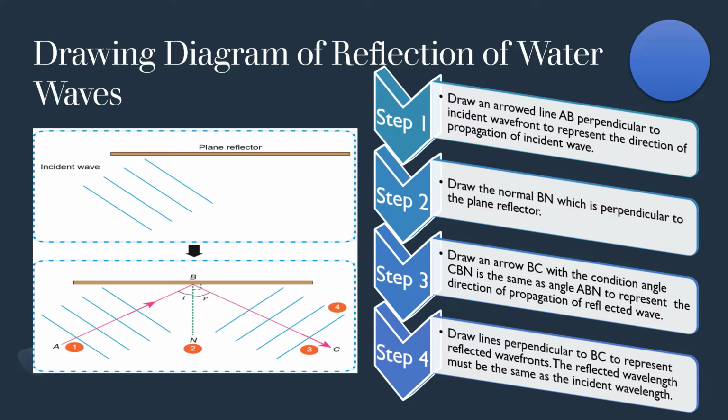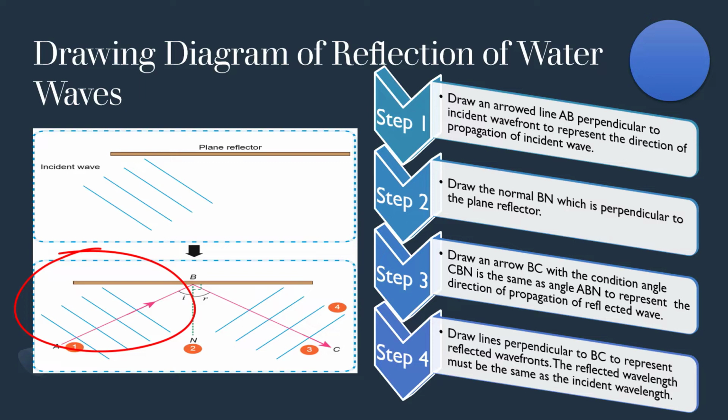First, step number 1, you must draw an arrowed line, and we can call the line AB. This line must be perpendicular to the incident wavefront. This represents the direction of propagation of the incident wave.